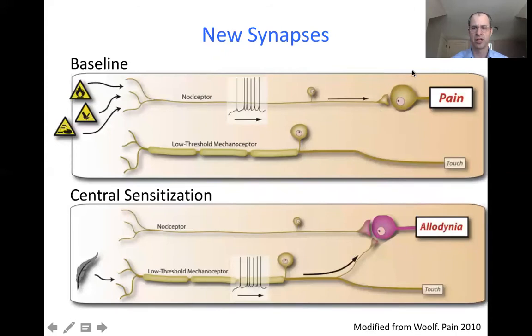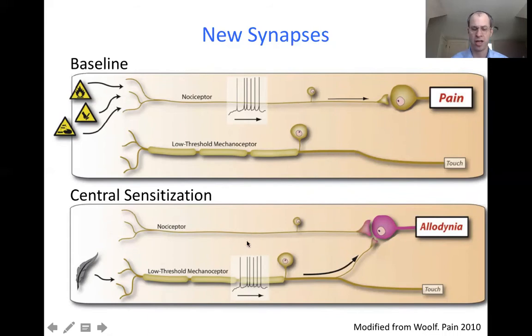And this can occur to promote the formation of new synapses. And this is thought to be the mechanism of allodynia, whereby at baseline, these low threshold mechanoreceptors serve a function to mediate light touch. Whereas the nociceptors, of course, respond to noxious stimuli and mediate pain.